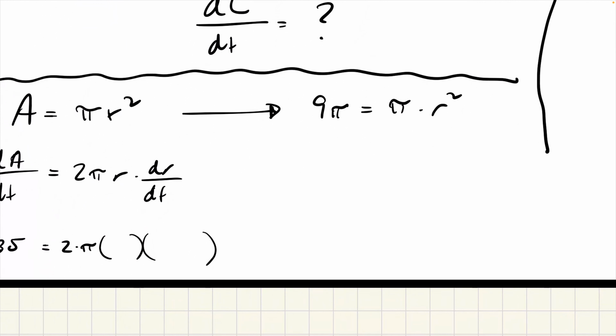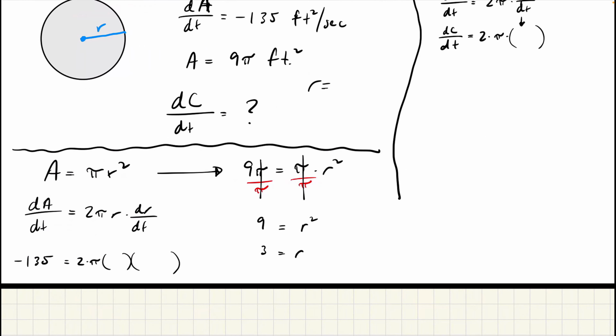Solve for r. How do I solve for r? Divide both sides by pi first, right? What is 9 pi divided by pi? Just positive 9, because pi divided by pi is just 1. What is r equal to? 3. So I did know r. It'll be 3 feet. So I'm going to plug in 3 here. dr over dt I don't know. That's what I'm trying to figure out, so I can plug it in over there to my problem.